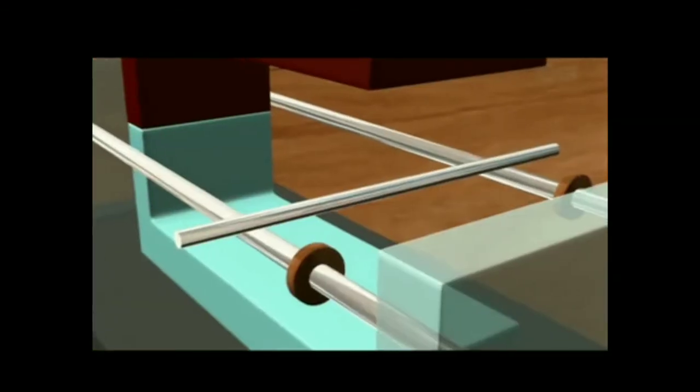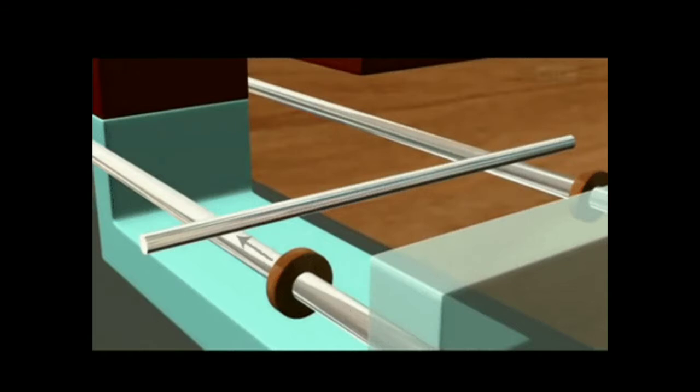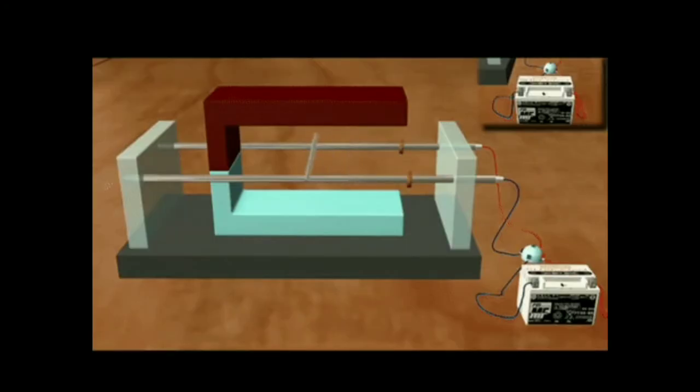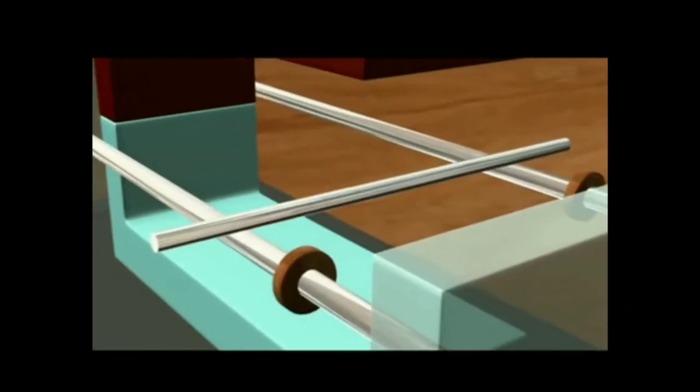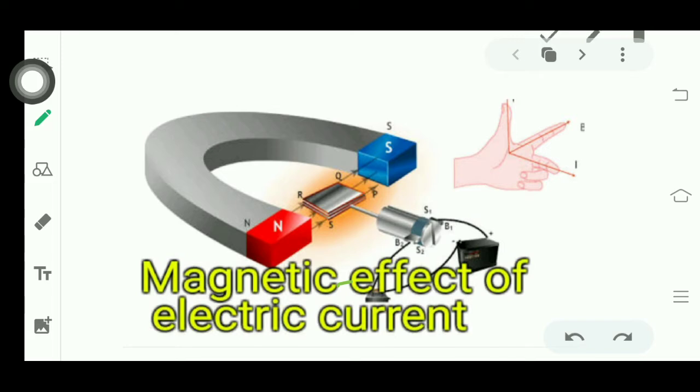What's going on? How does this rod move under the magnet? Yes, this is what we are going to study today in this lecture. So here is your science teacher from Mount Litra Z School, Rampura Phool. What we are going to discuss today is related to what we have seen earlier. Okay, so let's start with the lecture.